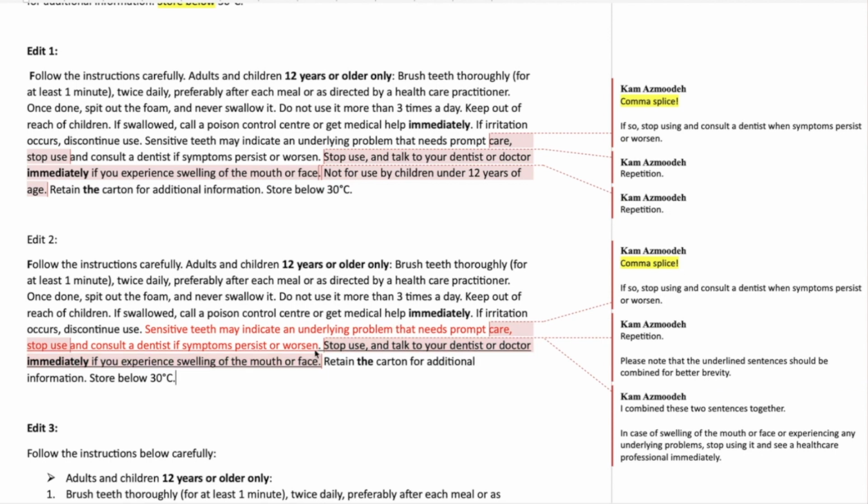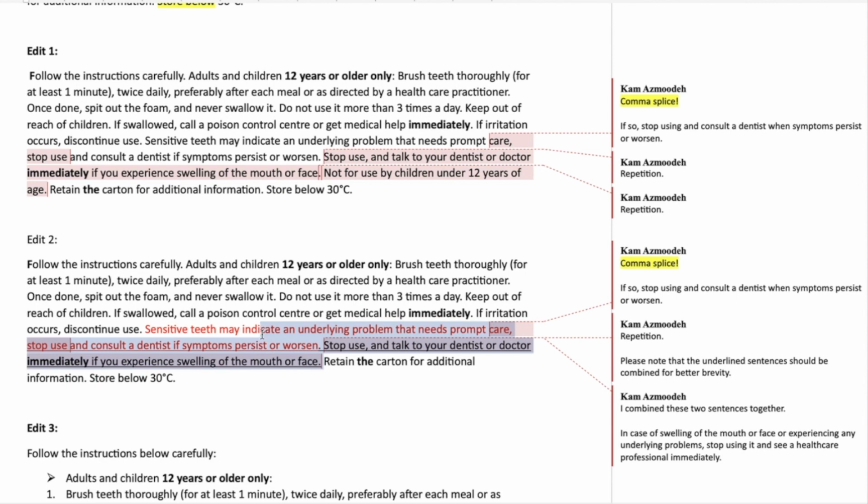So the counter argument is this. Now, you know what, Cam? You're saying discontinue use. We don't want to say discontinue using the product because we want to be brief. I hear you. I give you the benefit of the doubt that you want to be brief, but take a look at these examples right here. Take a look at the underlined ones, okay?